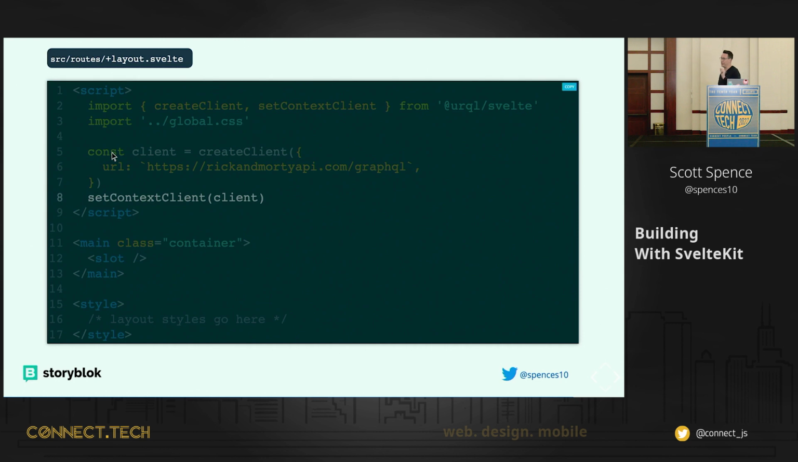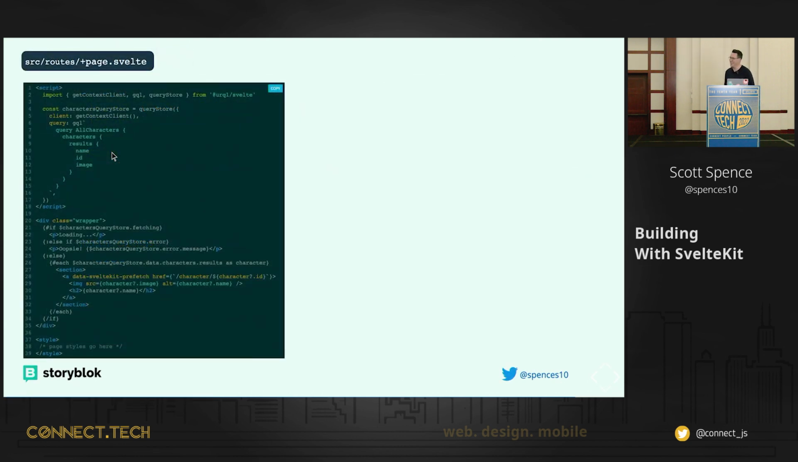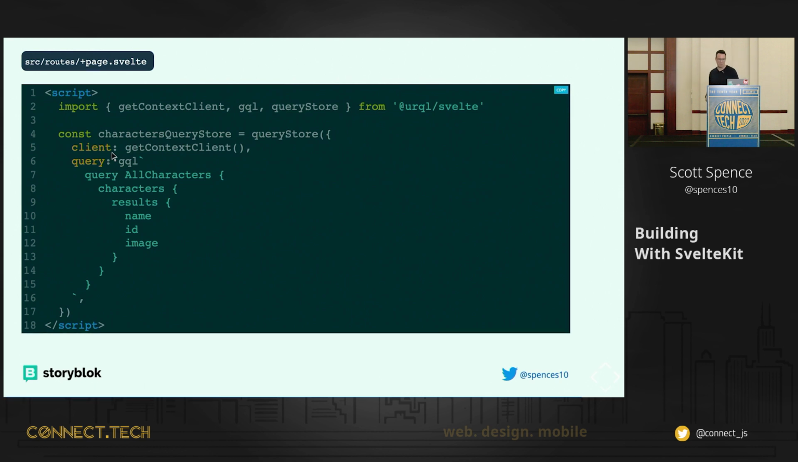That's important because this is using Svelte stores now. That client, anything which is used in there is essentially now in a Svelte store. So we can use that in a Svelte page file here. We could just write it directly in some script tags here. We're just going to use the getContextClient, where we're getting the client from context. We're going to write in some GraphQL here and put that information into the query store.